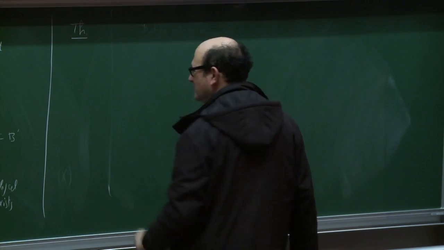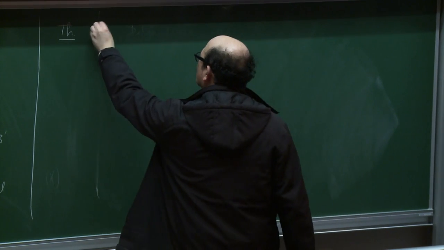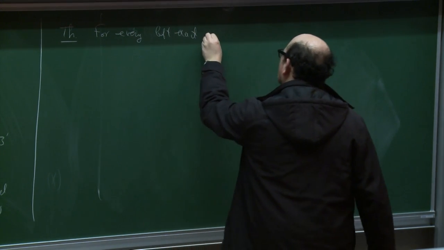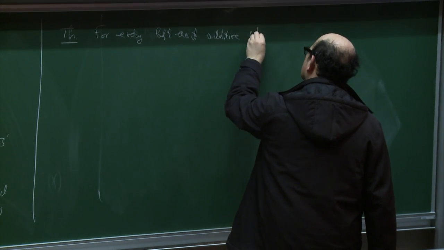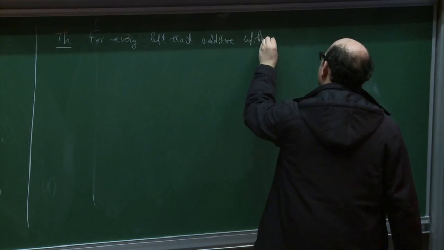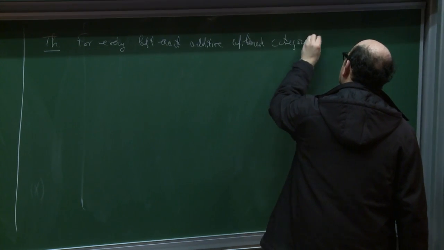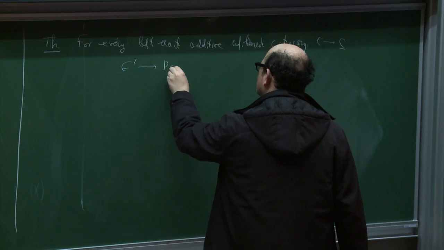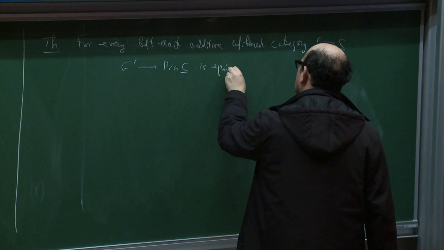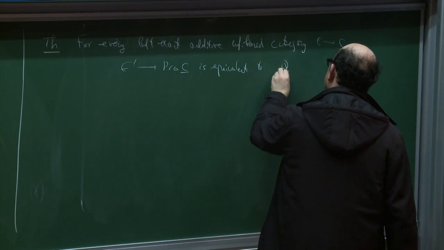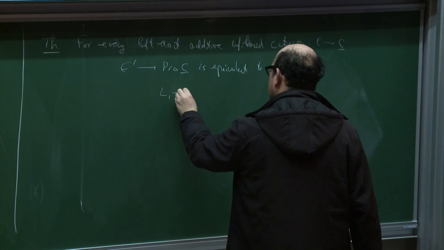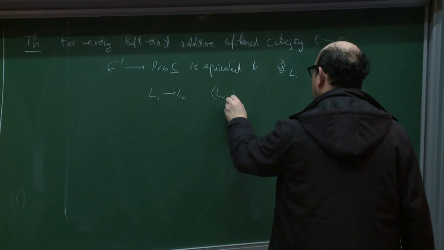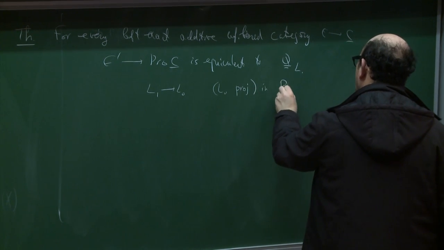So now, what I can show is that for every left exact additive cofibered category E to C, then E prime over pro C is equivalent to what is associated to a two-term complex with L0 projective in pro C.